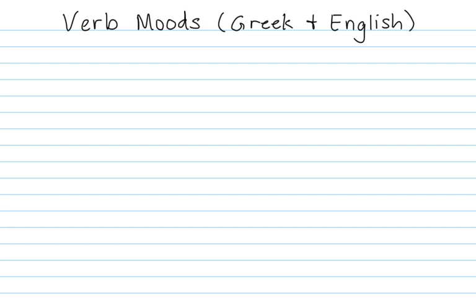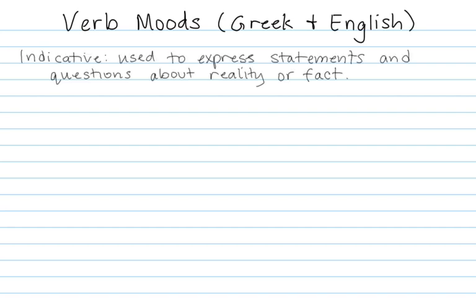So first, let's do a little introduction to the indicative and the imperative mood, which apply to both Greek and English. The indicative mood is used to express statements and questions about reality or fact. So an example of a simple statement is Dikaiopoulos loves his house. Loves is in the indicative mood.